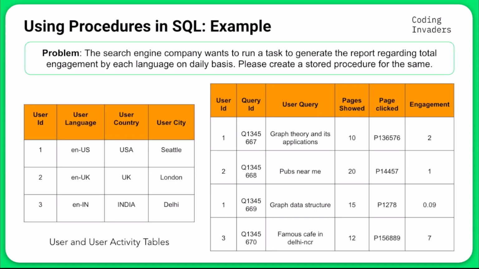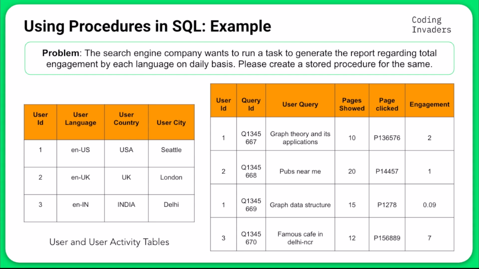Now, let's try to understand it by example. Here, the problem statement is that a search engine company wants to run a task to generate a report regarding total engagement by each language on a daily basis. So please create a stored procedure for the same. The problem says we have two tables, user and user activity.